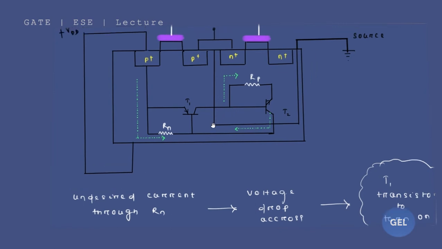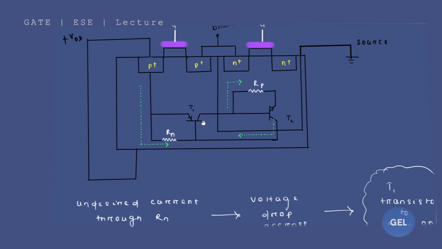So if we consider the CMOS inverter as shown, any undesired current passing through RN will cause a voltage drop across RN. Listen to this carefully. This voltage drop causes the transistor T1 to turn on, and because of that there is a current flow from VDD to ground through T1 and RP.